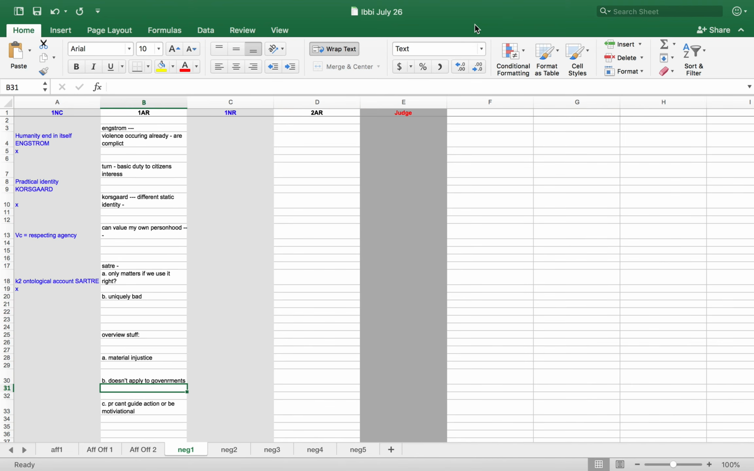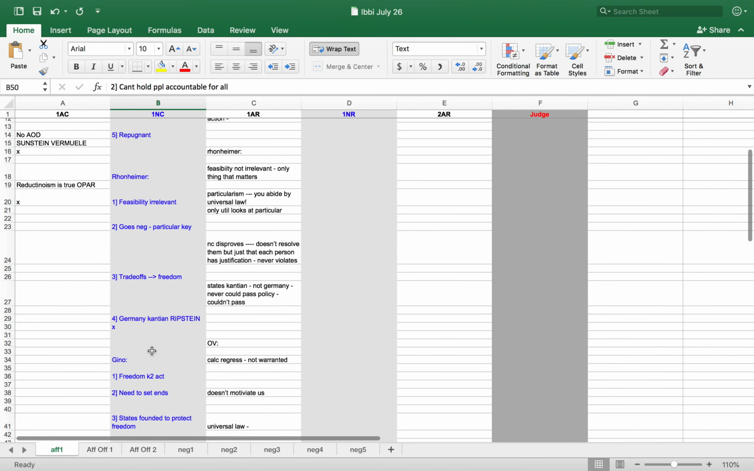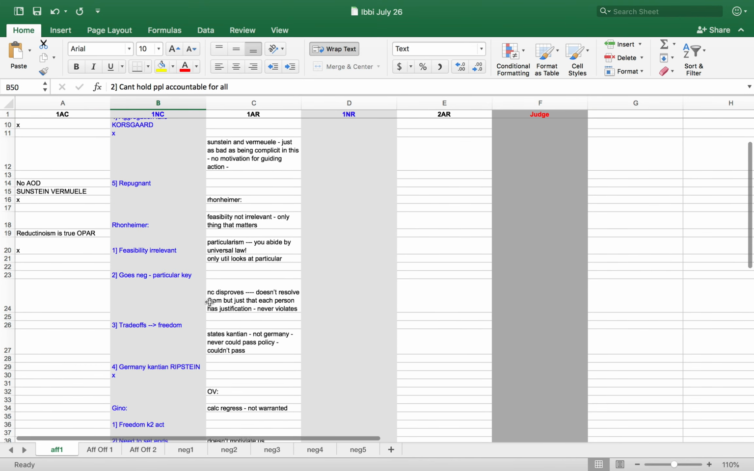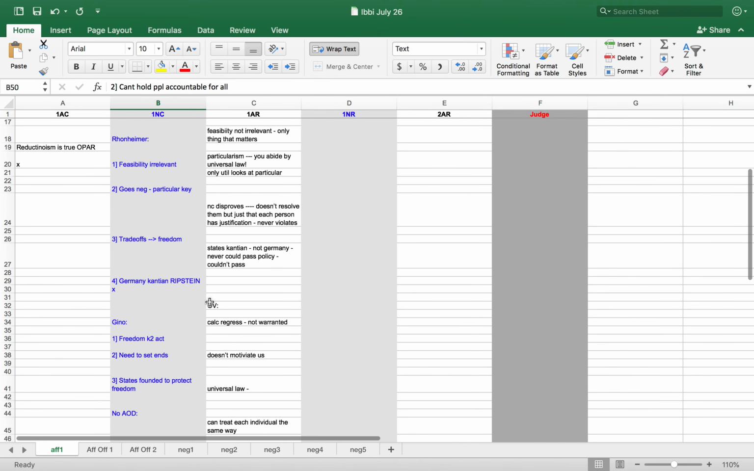What do you think are some better answers to the Ripstein evidence about states being Kantian? Oh yeah, I forgot to mention that. I think your answer to that's a little circular, where you're just like they're not Kantian because states could never pass policies if they were Kantian.